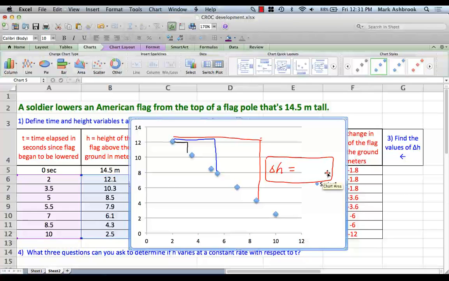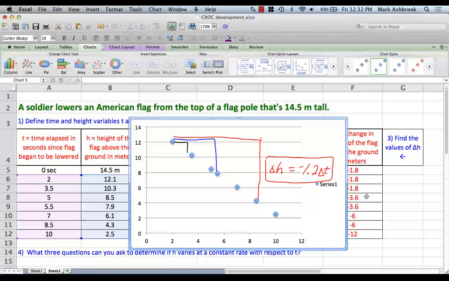Yes, sir. Yeah? Negative 1.2 times T. What do you think? Is that right? Delta T. Delta T. Those are different, right? Those are different. So in order to get any delta H, all we need to know is delta T, and our change in the height is always negative 1.2 times whatever the time change is.